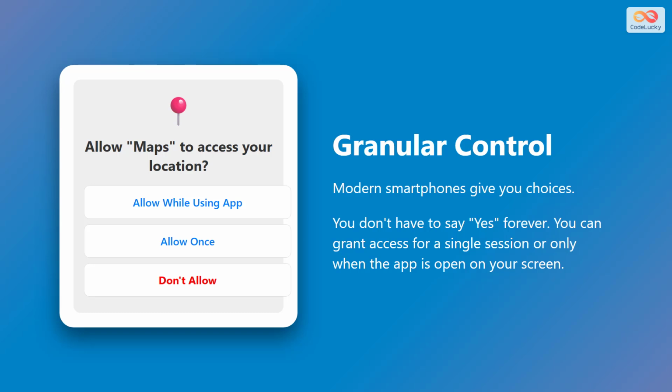The good news is that modern phones give you granular control. You rarely have to give an app permanent access. You can choose to allow access only this time or while using the app. This ensures an app cannot track you in the background when you have closed it.